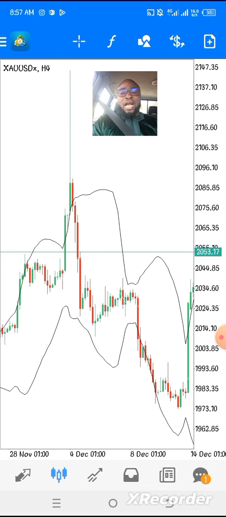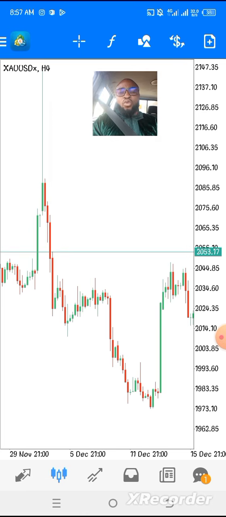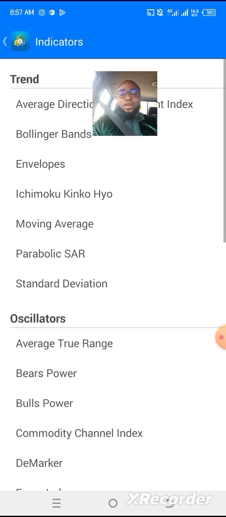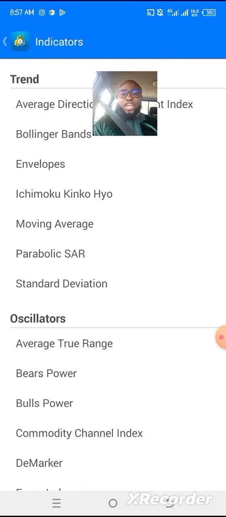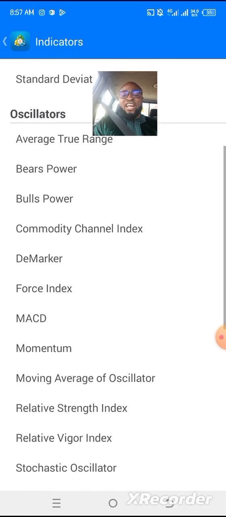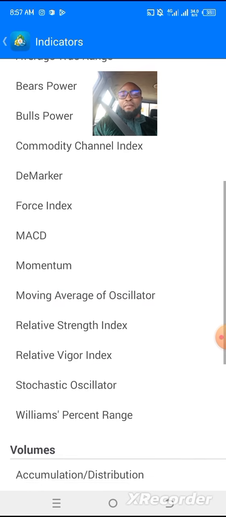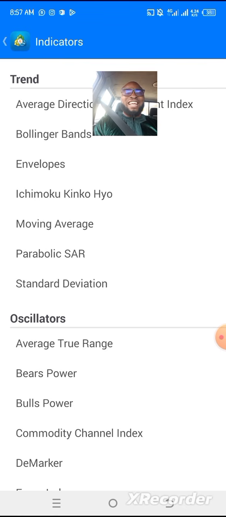Some traders use Bollinger Bands to determine the movement of the market. I'm going to show you another one. Let me delete the Bollinger Band. I will show you one after the other. As you can see, we have different indicators. We have MACD, envelope, Ichimoku Kinko Hyo, moving averages, parabolic, standard deviation, average true range, Bears power, Bulls power, commodity channel index, force index, momentum, moving average oscillator, relative strength index. All these indicators are technical analysis.